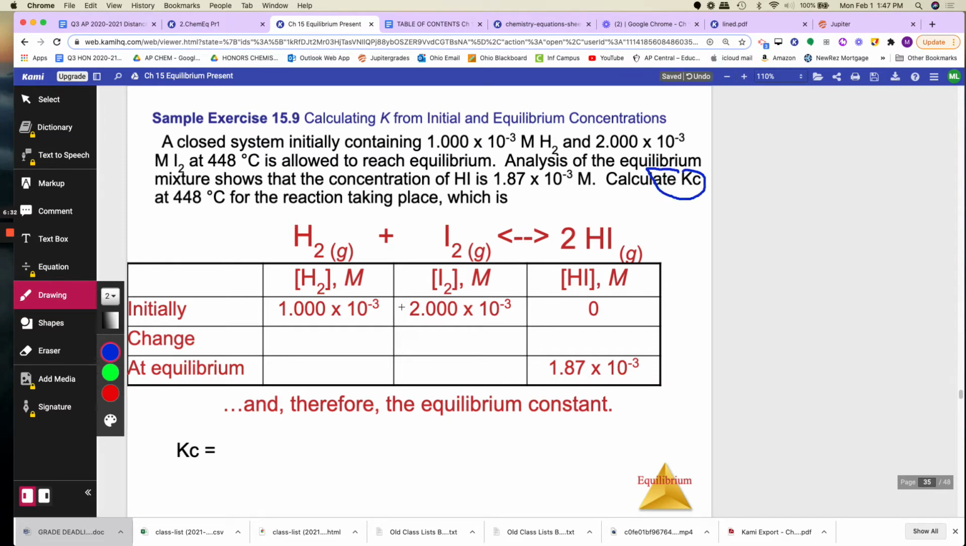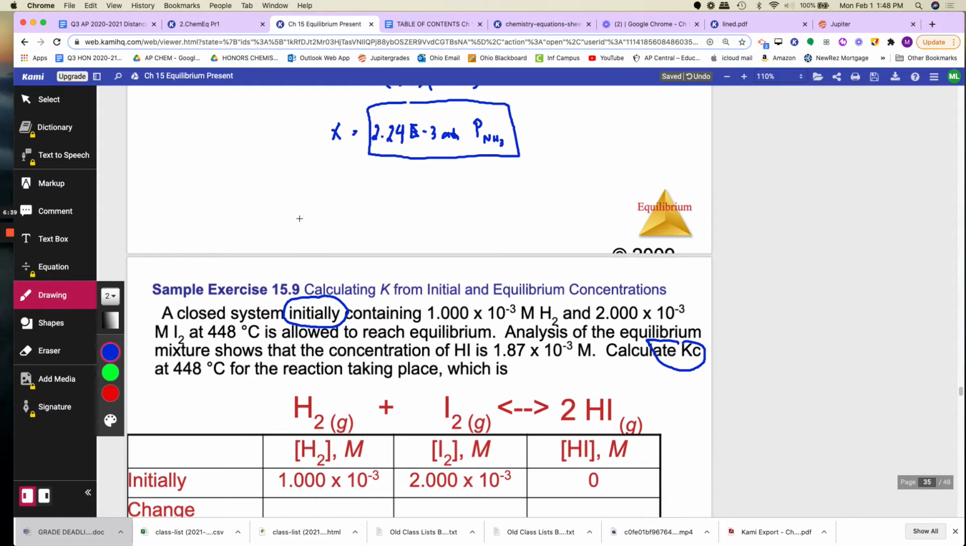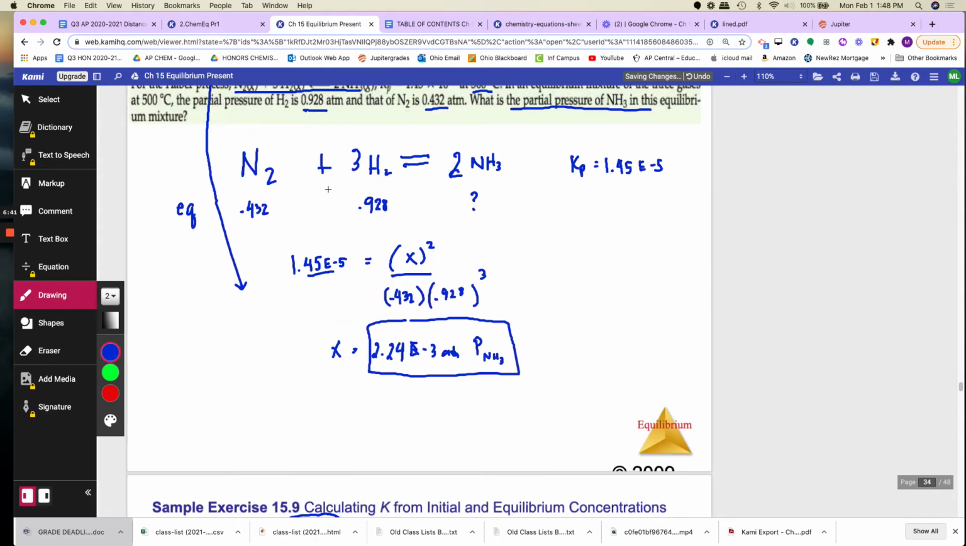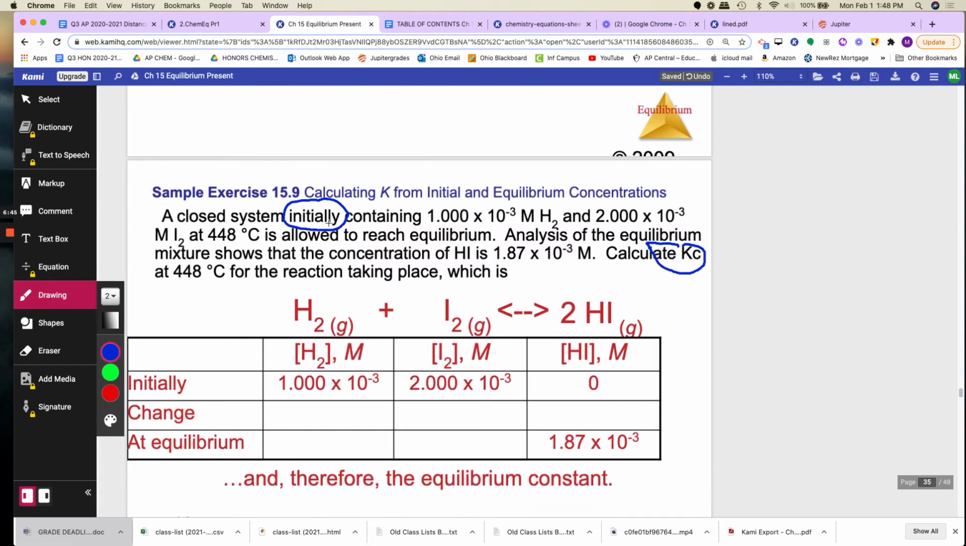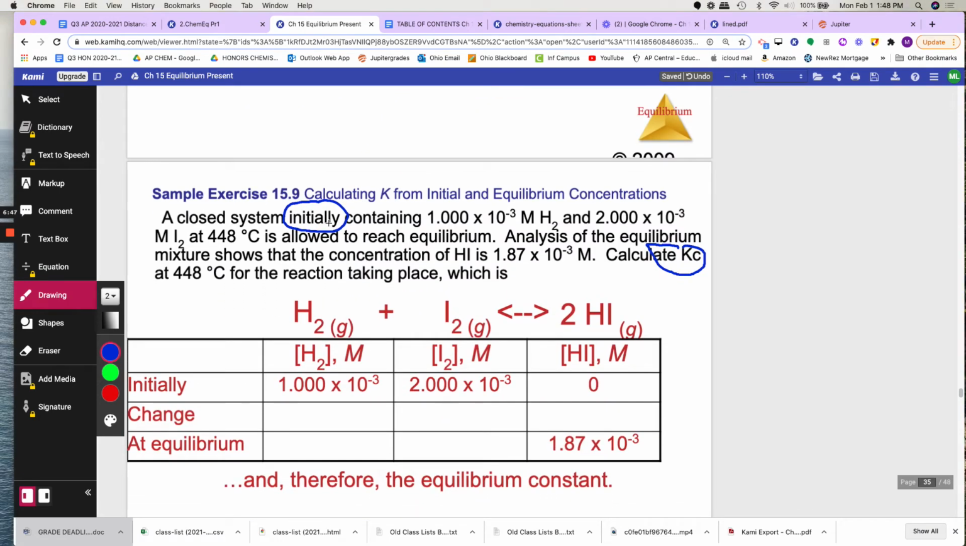Okay, so it says a closed system initially, so there is the key. It is at initial conditions. Over here, we are at equilibrium, which is different from initial. Initial is when you first start the reaction and the reaction has not gone ahead yet. You just put this much in the beaker of H2 and this much of I2.